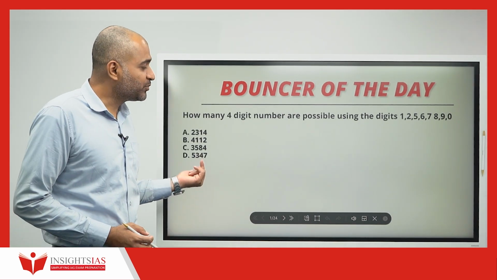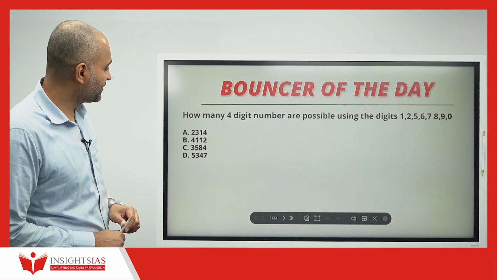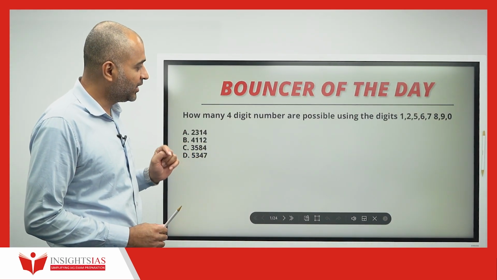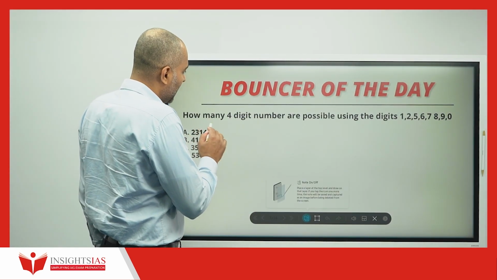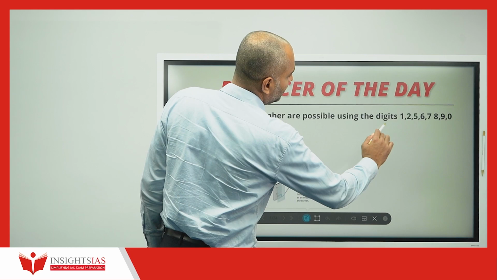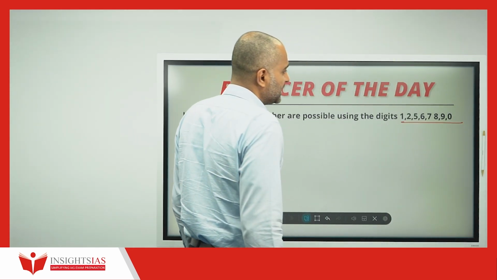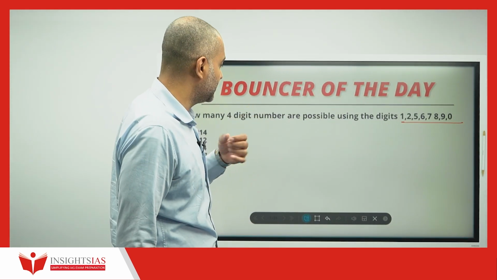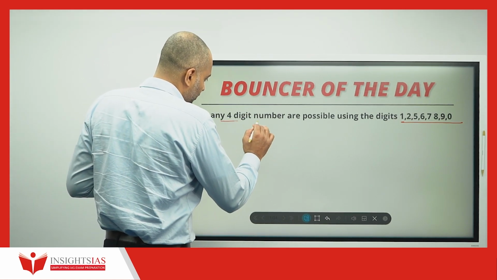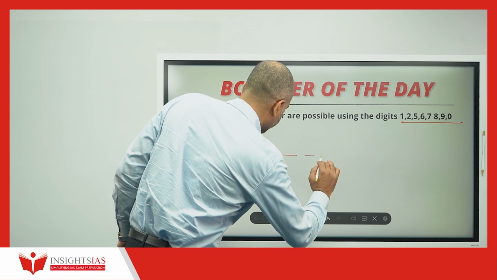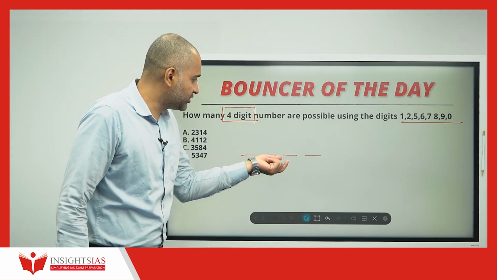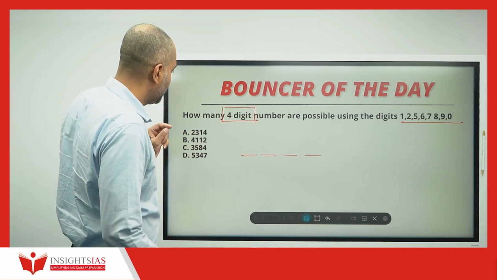This is the last video's bouncer, that is the homework question for you guys. I hope you have solved this one. Look here, this is a question from permutation. The question says how many 4-digit numbers are possible using the digits 1, 2, 5, 6, 7, 8, 9 as well as 0. In the last video also I explained how to take 4-digit numbers: make 4 positions like this for 4 digits.